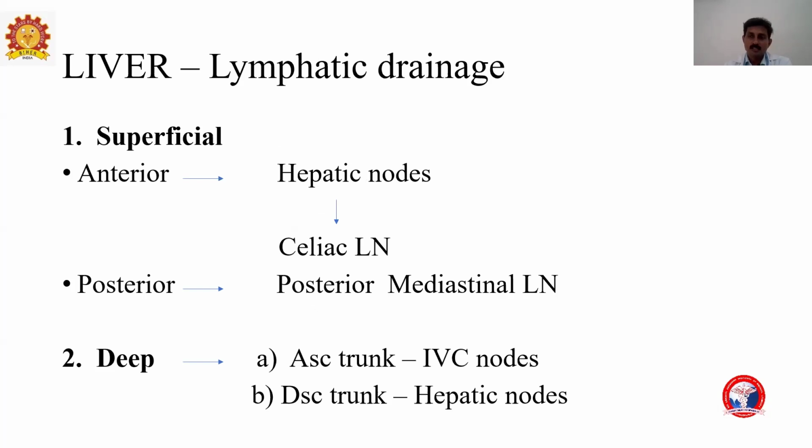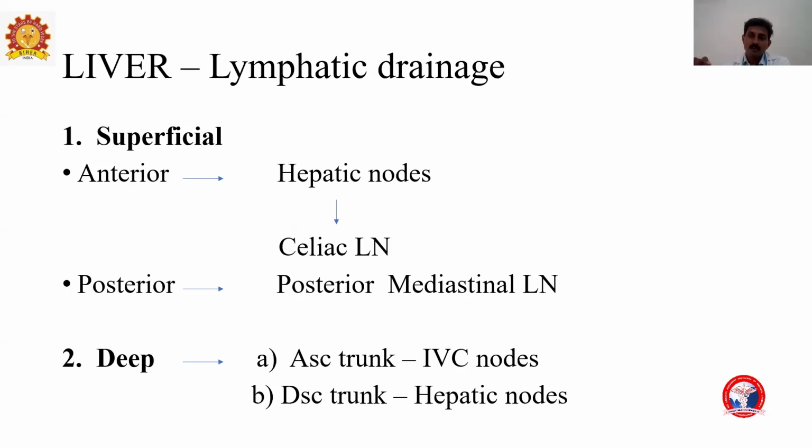Lymphatic drainage, at last. It is essential to know about lymphatic drainage in the case of carcinoma of the liver. Superficial lymphatics from the anterior aspect go to the hepatic nodes, then are carried to the celiac nodes. Usually, the lymph nodes tend to accumulate near major blood vessels like the celiac trunk and the hepatic artery. They are called hepatic nodes and celiac nodes. From the posterior surface of the liver, the superficial lymphatics go to the posterior mediastinal lymph nodes.